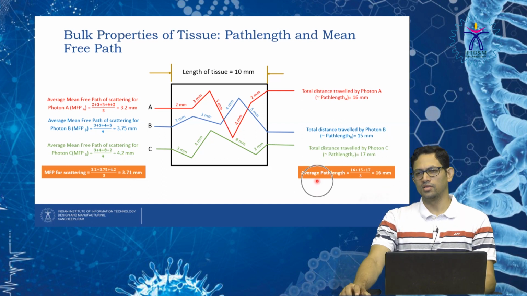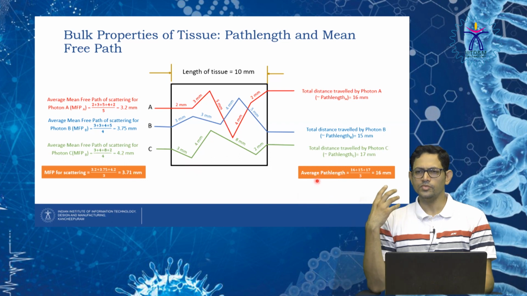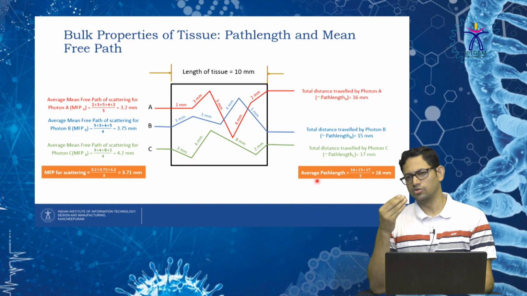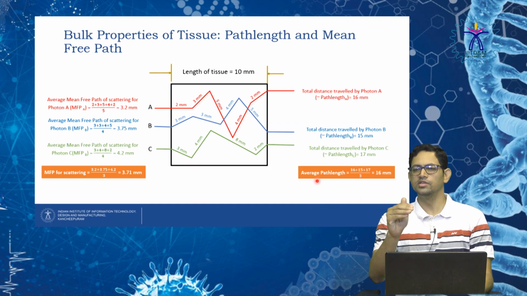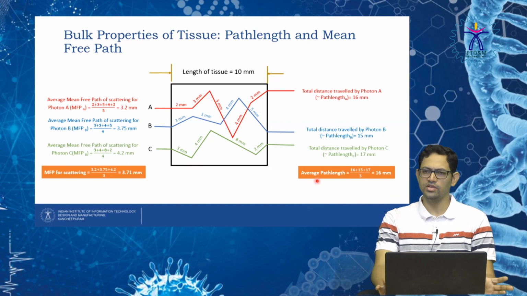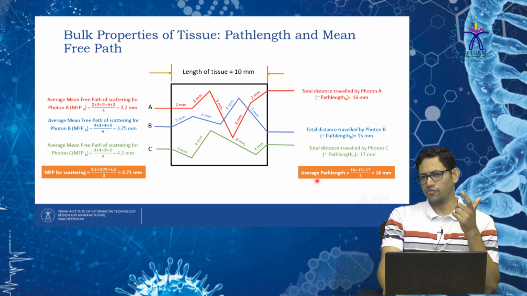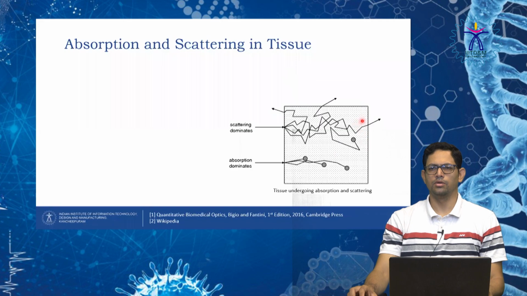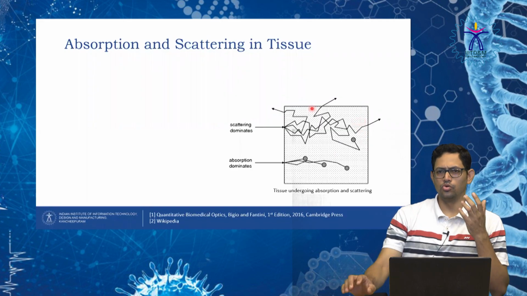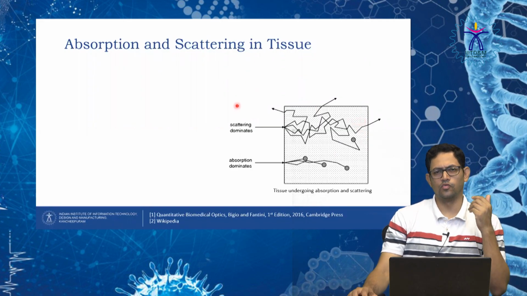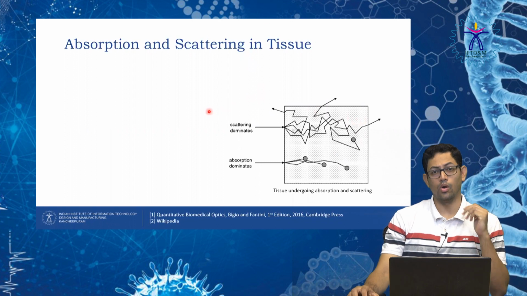And second is the average path length, that is, how much on average the photon traverses within the tissue. Both of these things can be calculated using a detector, like a single photon detector. So now let us go through and try to understand how the photons actually interact with the tissue, and how we quantify the absorption coefficient and scattering coefficient.